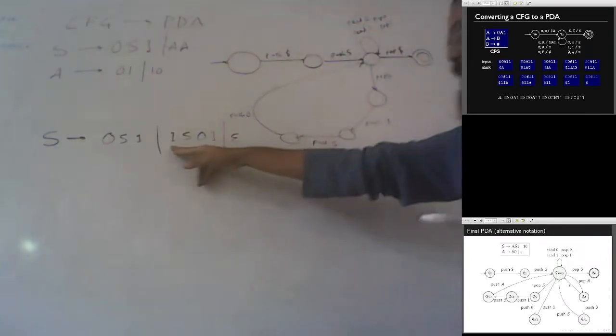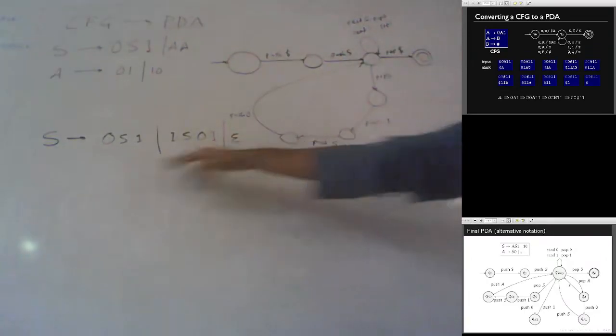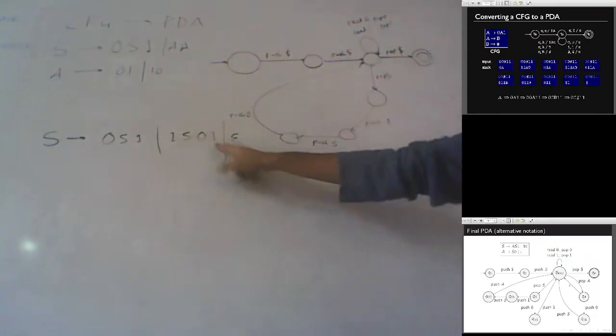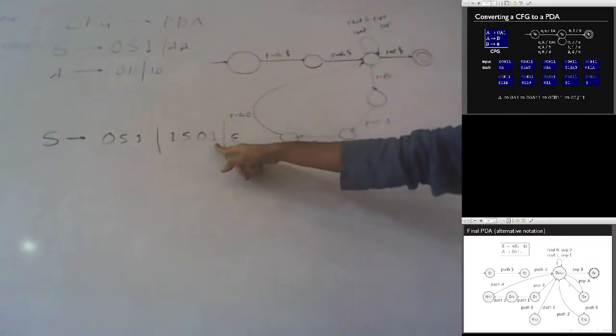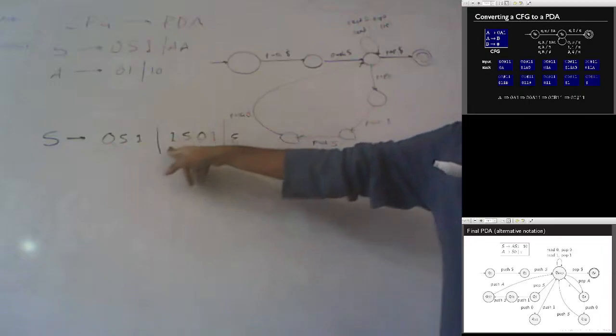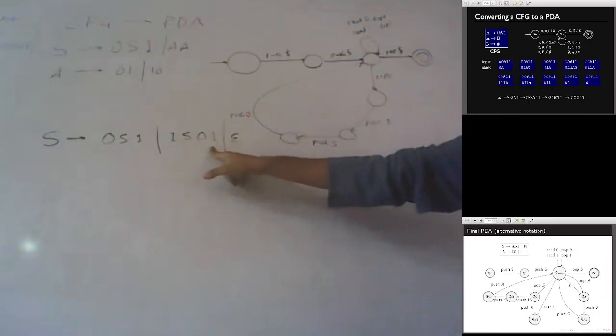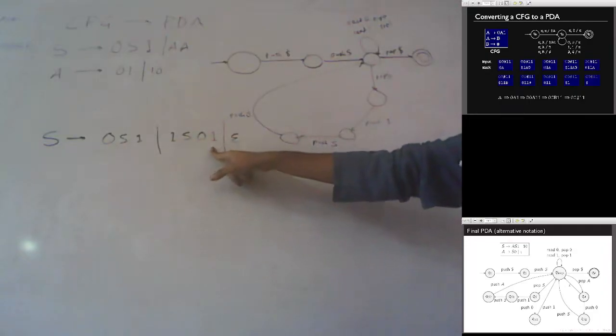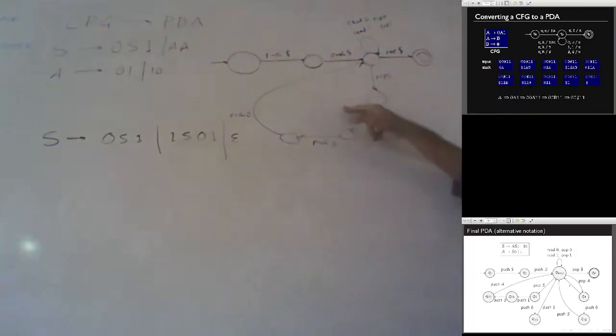Now, for the second rule, which is S goes to 1S01, you need to start by pushing 1 and then 0 and then S and then 1. So you need to start by pushing the 1. One thing you can do is add a new state, or you can reuse the previous push 1, because we already have a state for pushing the 1. So if it overlaps, there's no need to make a new state.